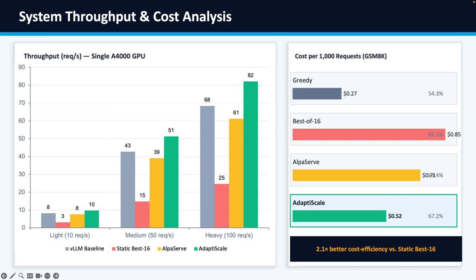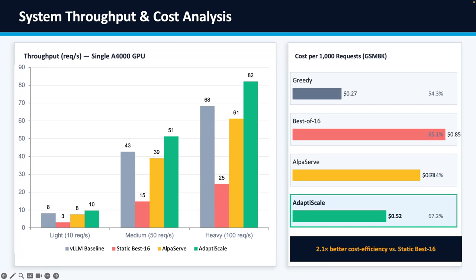The static best of 16 is the most constrained baseline. It achieves only 3.1 requests per second at light load and 24.6 at heavy load, because it uniformly applies expensive 16-way sampling to every request. Versus the very large language model baseline, which is 42.7 at medium load, Adaptive Scale is 51.3 at medium load, a 20% improvement, and 82.1 at heavy load, which is a 234% improvement over the best of 16. The reason is straightforward: by routing 60% of queries to greedy decoding, Adaptive Scale frees GPU capacity that would otherwise be consumed by unnecessary sampling.